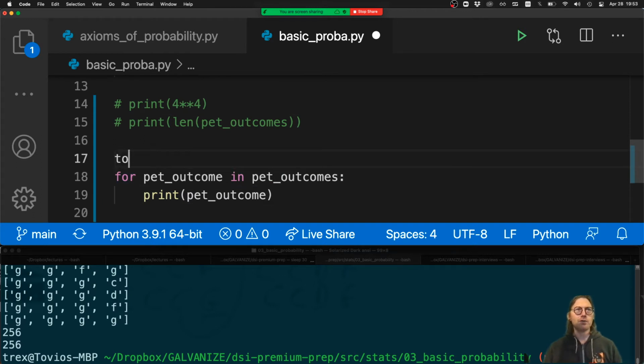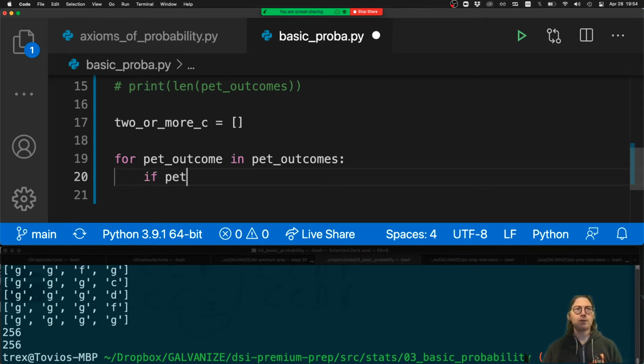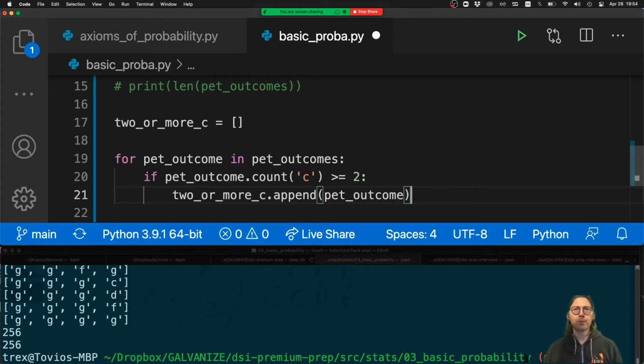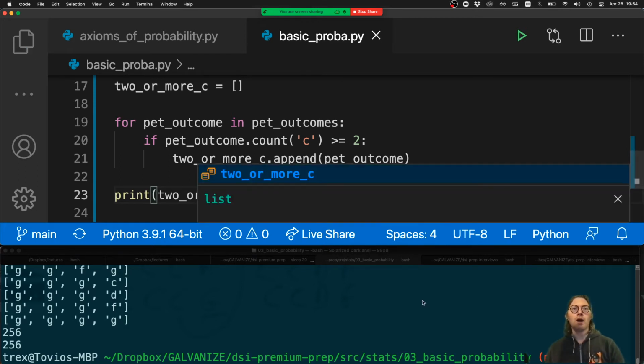I'm going to call this 2 or more cats. I'm going to make that an empty list. I could just call this A, but I'll call it 2 or more cats. And for pet outcome in pet outcomes, if pet outcome dot count of C is greater than or equal to 2, right? 2 or more cats. Then for 2 or more cats, we can append that outcome, okay? And we can look at these outcomes, right? All the different ways that we can get 2 or more cats. And let's just take a peek at that.